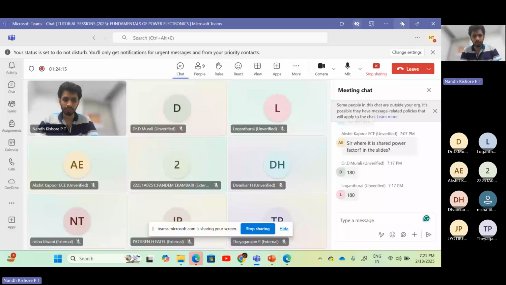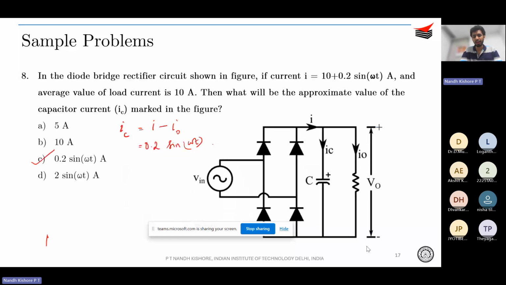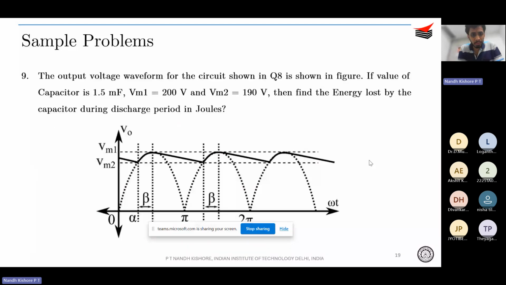The output voltage waveform for the circuit shown in figure 8 is shown in the figure. What was the circuit in figure 8? This is just a diode bridge rectifier with a capacitive filter and a resistive load. If the value of capacitor is 1.5 millifarad, Vm1 is 200 volt, Vm2 is 190 volts, find the energy lost by the capacitor during the discharge period in joules.